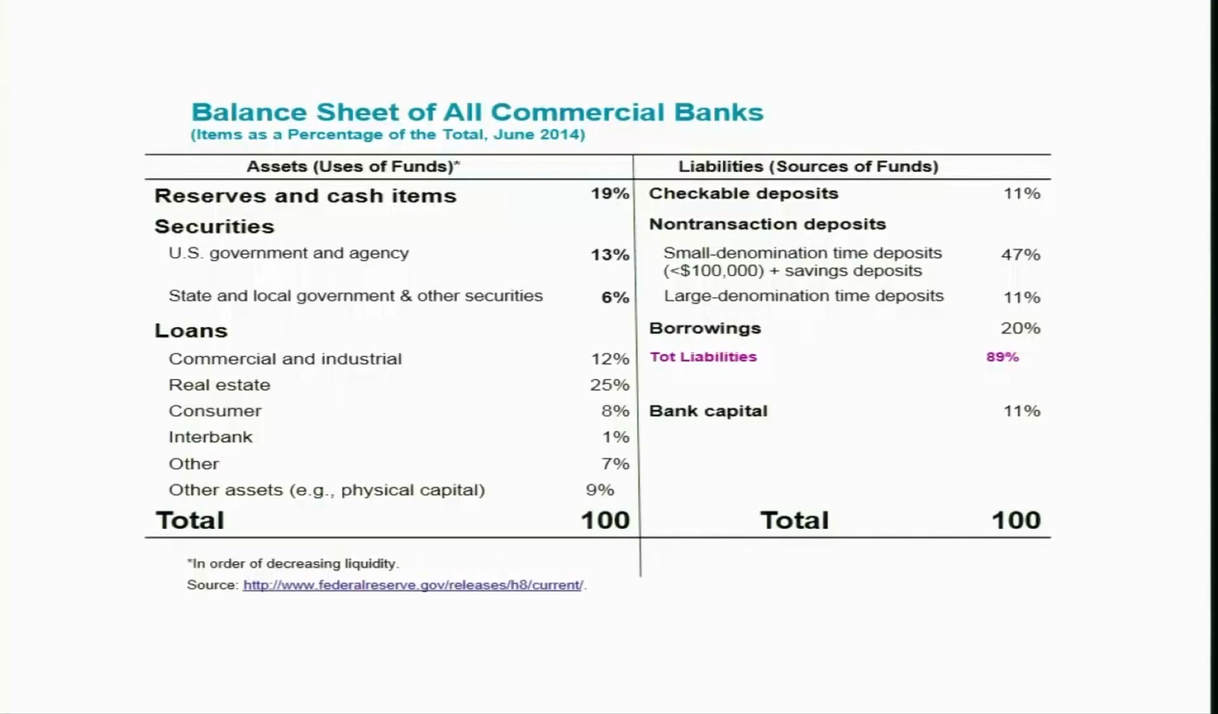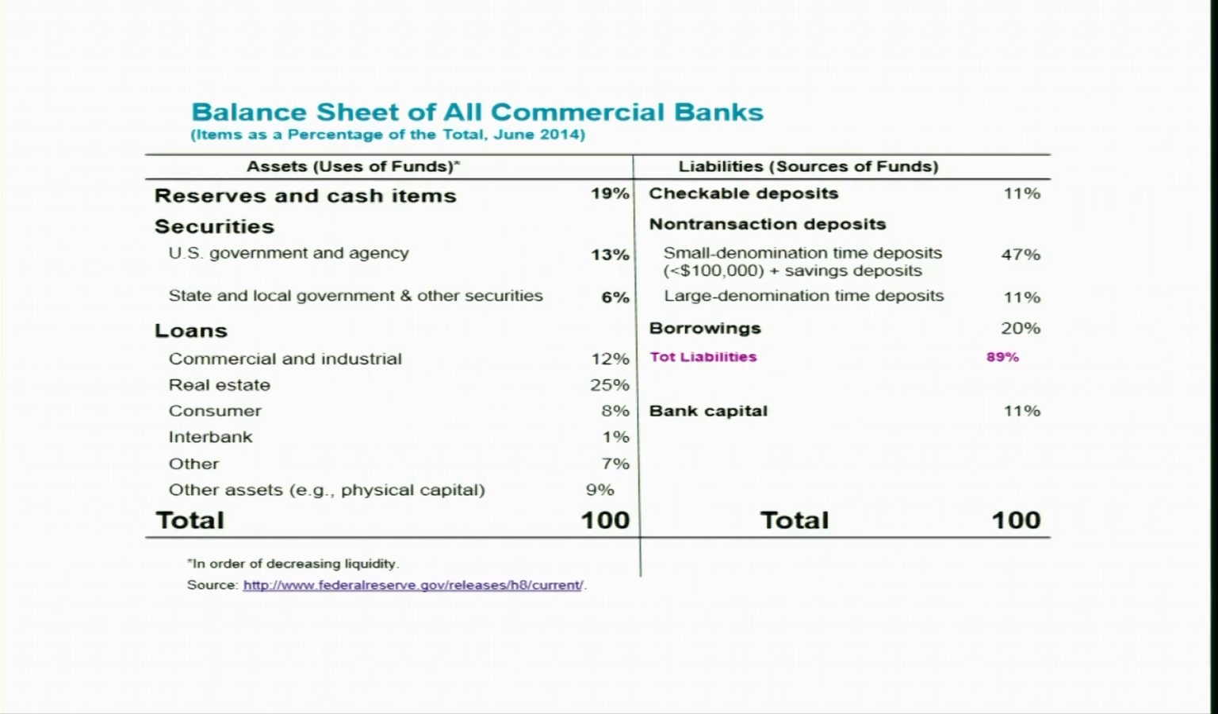So look at this balance sheet of all commercial banks in the US. I am sure that this will give you a fair idea of what a bank balance sheet looks like. On the left hand side you can see reserves, securities, loans, etc. And on the right hand side you can see checkable deposits, non-transaction deposits, borrowings and bank capital. So this is an overview of the bank balance sheet. Subsequently we will discuss these one by one. In that way, by discussing each of these, we also get to know what a bank does.